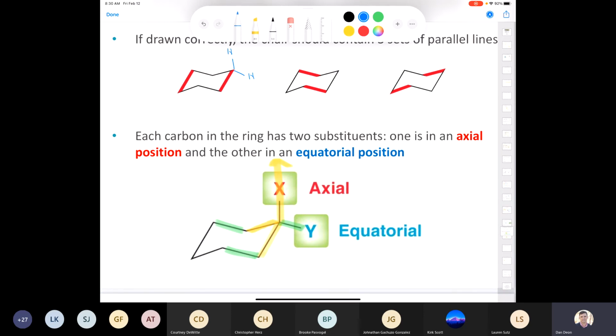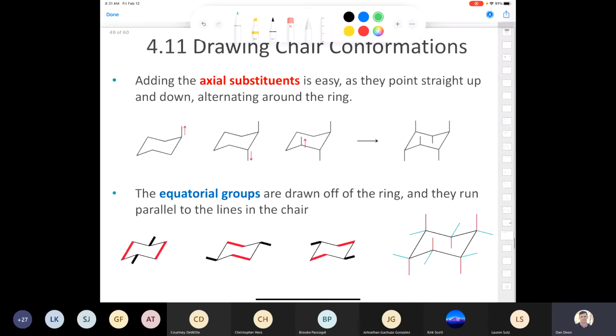Let me show you again. Let's say I was drawing the axial and equatorial position at this carbon I have circled in green. My equatorial position is going to be parallel to these 2 lines, so it's going to look like this. And for my axial position, both this bond and this bond are on a downward slope going towards the carbon. Therefore, my axial position is going to be straight down like that. You can practice that over and over. You've got to practice adding axial substituents, and you've got to practice adding equatorial substituents.